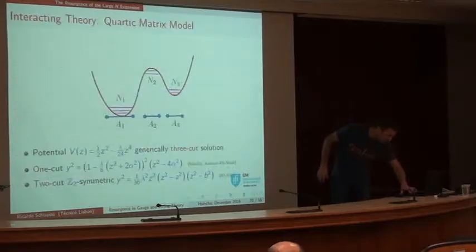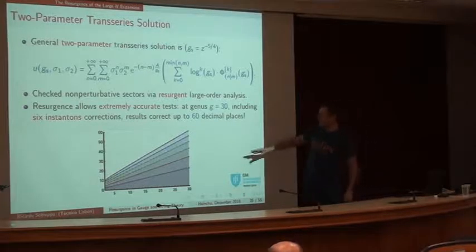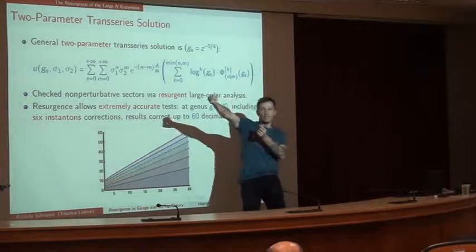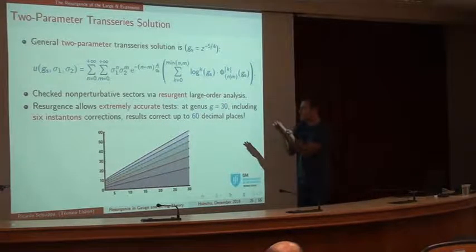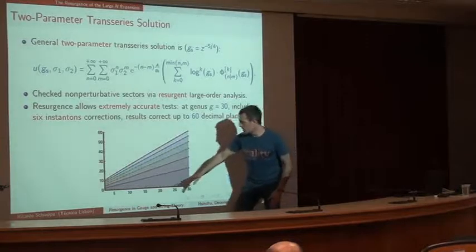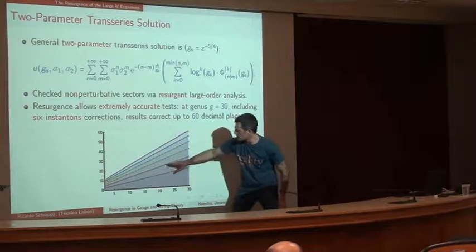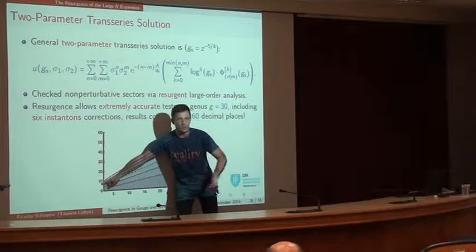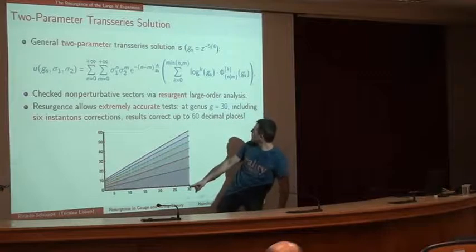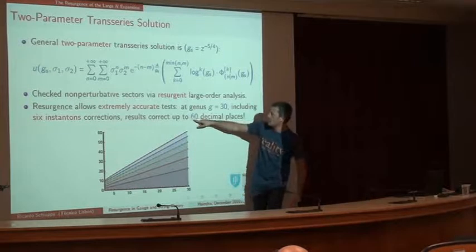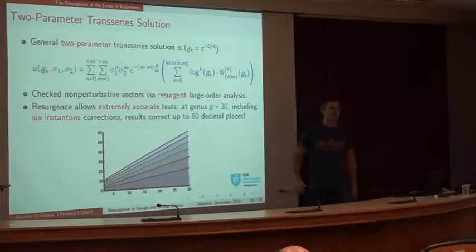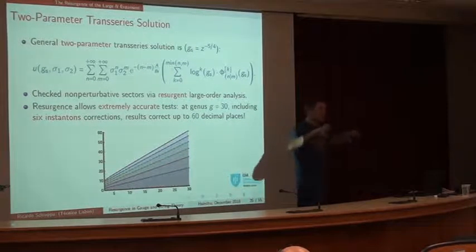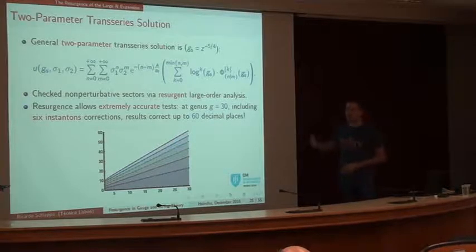And here's the plot of how good you can predict stuff. So you go up to genus 30, so the perturbative series goes up to genus 30, and then you try to predict it using instantons. And you can see here that the more instantons you plug in, the more correct decimal places you get on predicting this rational number. In particular, at genus 30 with 6 instantons, you get a result which is correct up to 60 decimal places. So this is very strong numerical evidence that in fact these functions that we're studying are resurgent and that we can play with them.